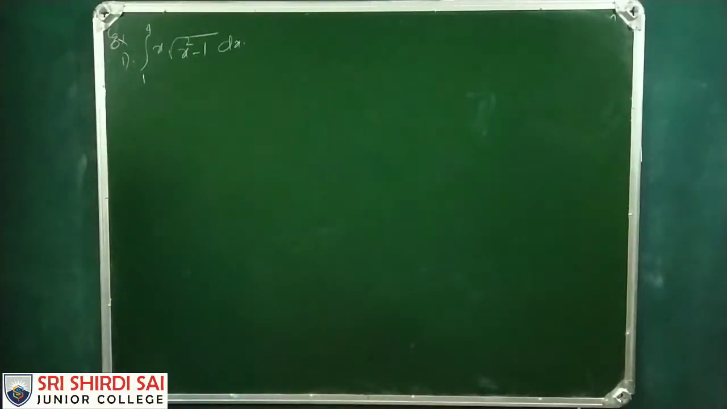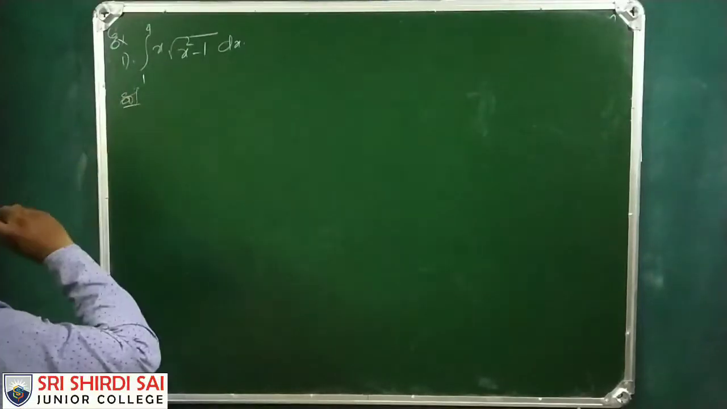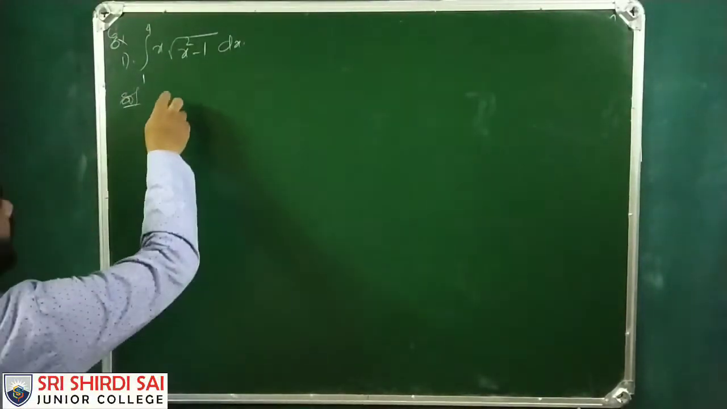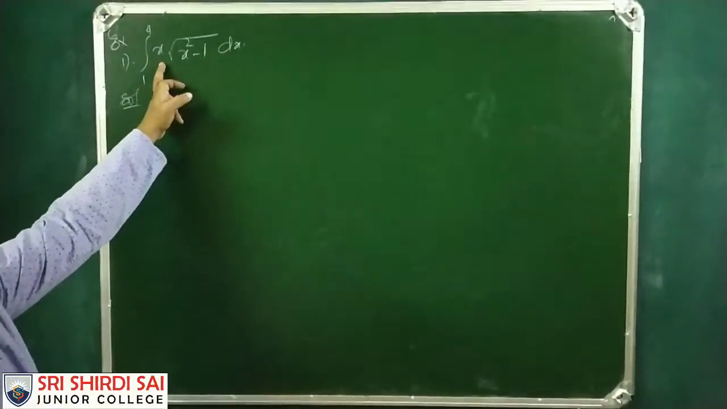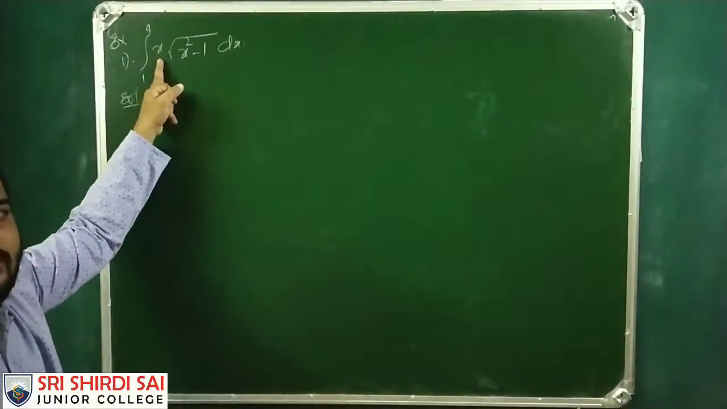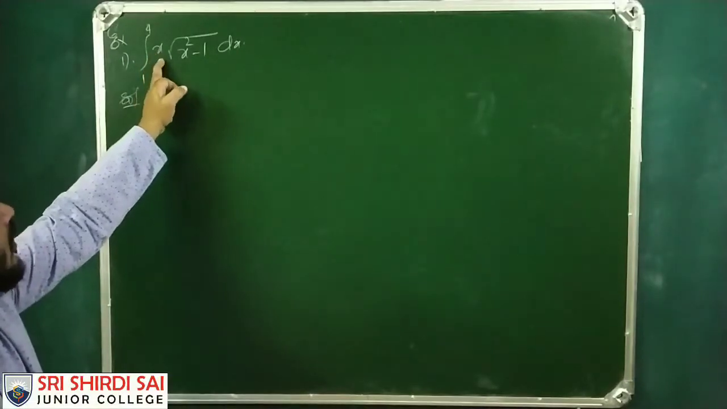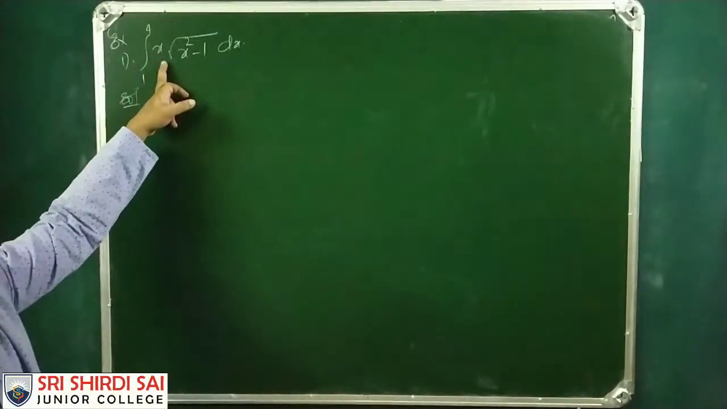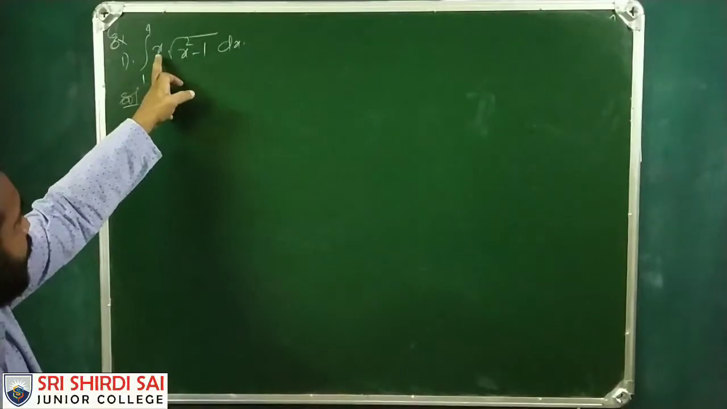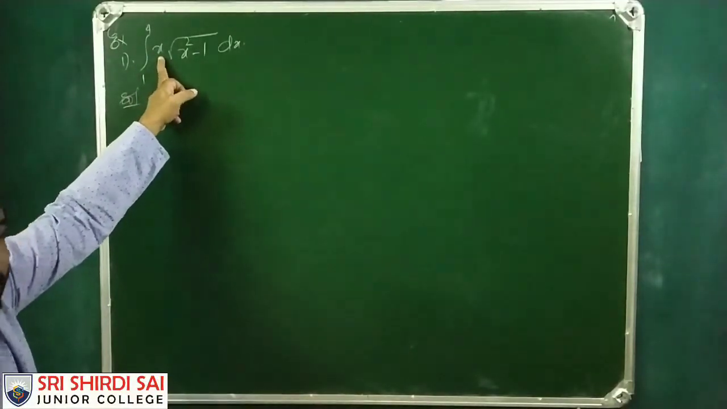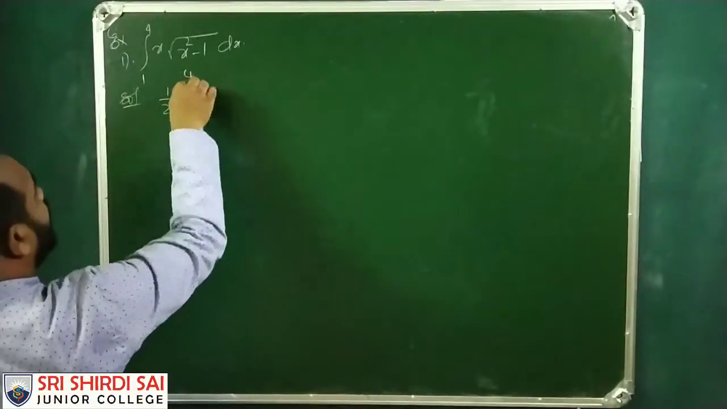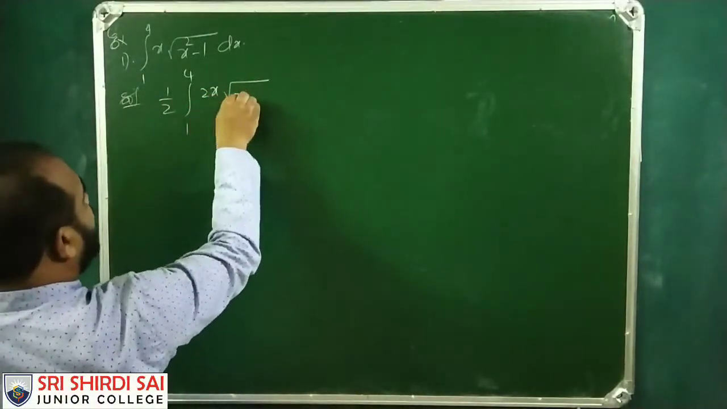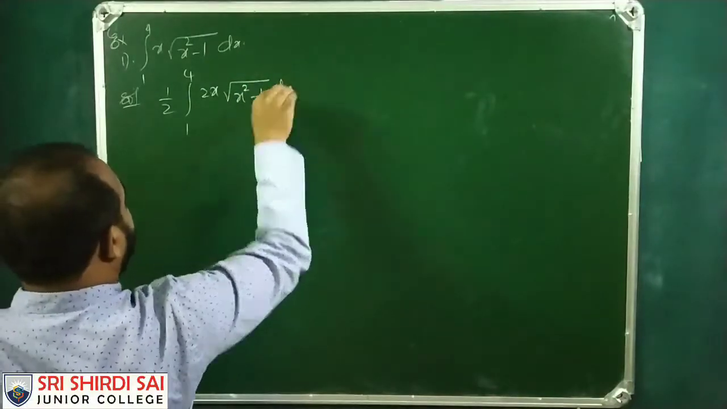Integral 1 to 4 x root x square minus 1 dx. If you see this, the derivative of x square minus 1 is 2x. Therefore here 2 is missing, for which we need to balance with a 2. So multiplying and dividing with 2, I will do. So 1 by 2 integral 1 to 4 2x into square root of x square minus 1 dx.